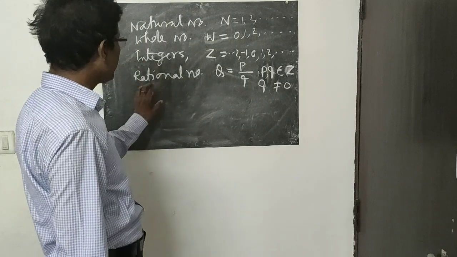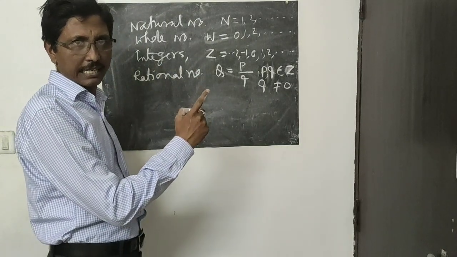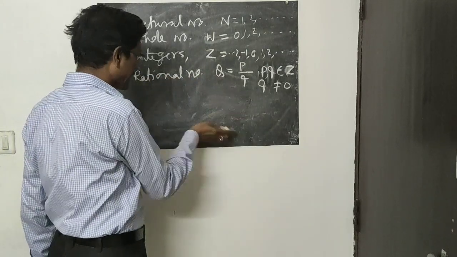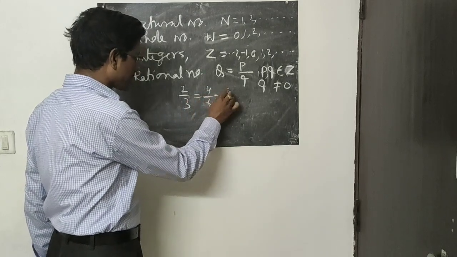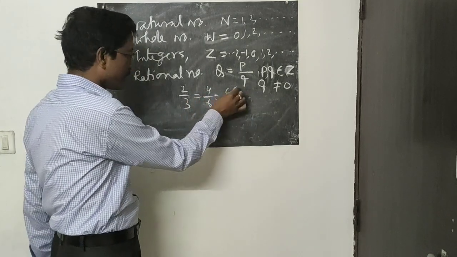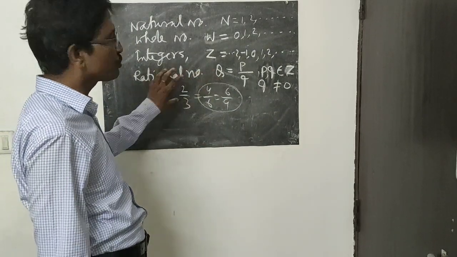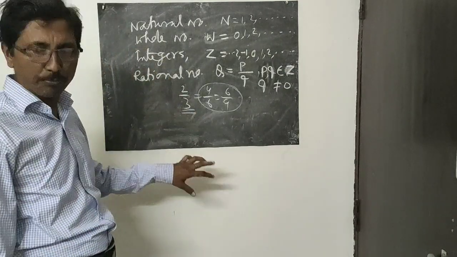And simply, a rational number should be expressed in its simplest form. For example, 2 by 3. We should not write it as 4 by 6 or 6 by 9, although it can be equal like that. These are not the rational number; we can say they are equivalent to a rational number. So a rational number we should usually express in its simplest form.